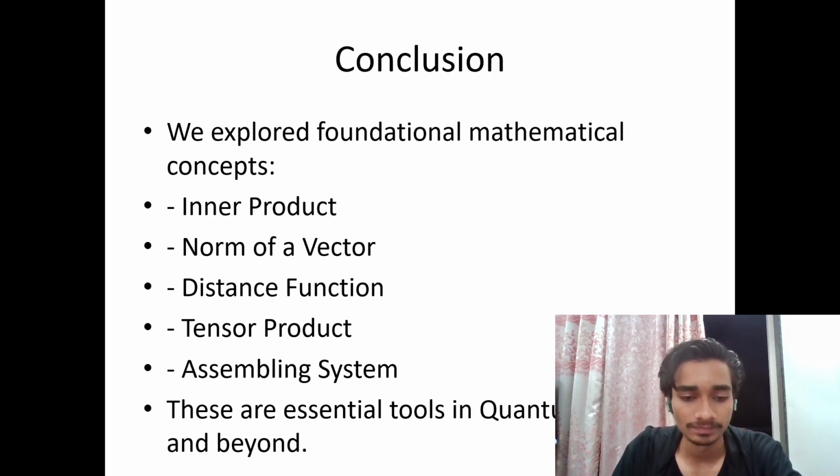So in conclusion, to summarize, we have explored first the inner product, which measures similarity and angles. Second, we have covered the norm, which gives us vector magnitude. Then the distance function, which helps to compare how far apart vectors are. Then we have discussed the tensor product for combining systems and assembling system for solving large problems. All these are core tools in mathematics and physics and are essential for understanding complex systems, especially in quantum physics.